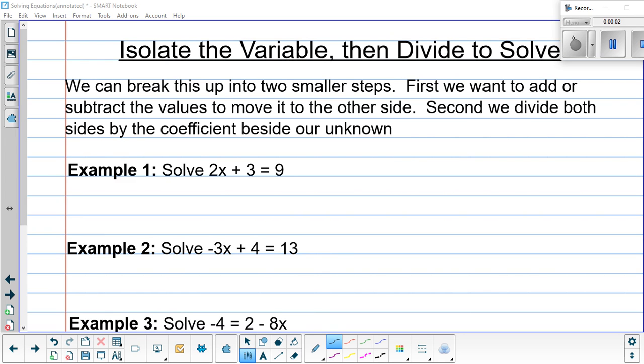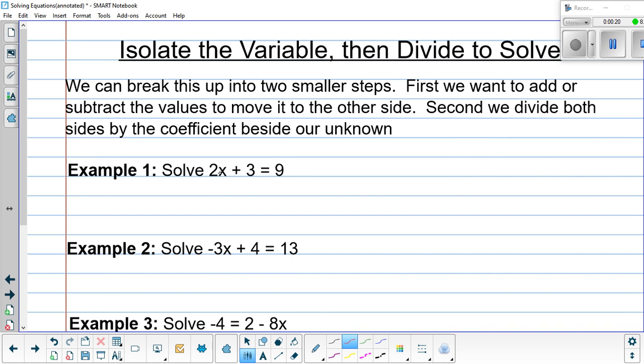Hey, so today we're going to look at isolating the variable, then dividing to solve our two-step equations. These are typically the easiest because we subtract and we divide. So let's take a look. First thing we want to do is an addition or subtraction.